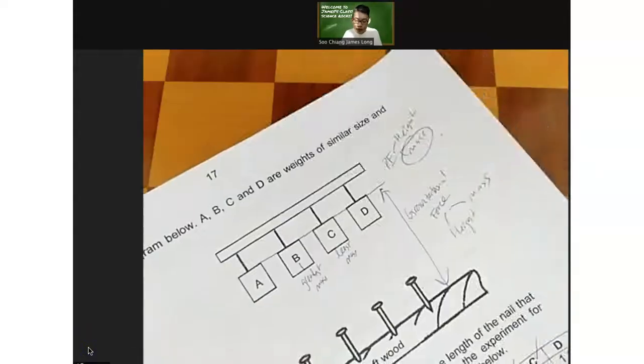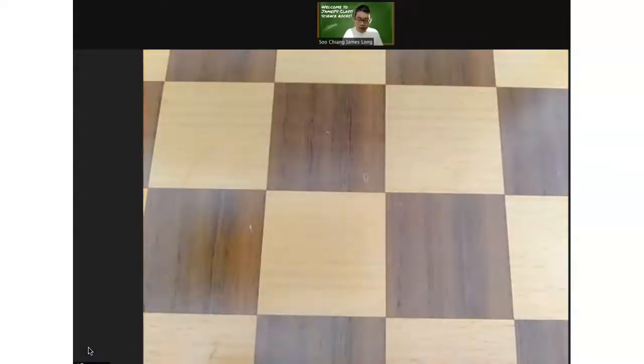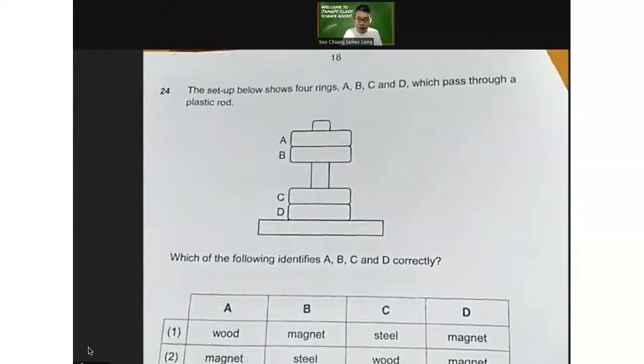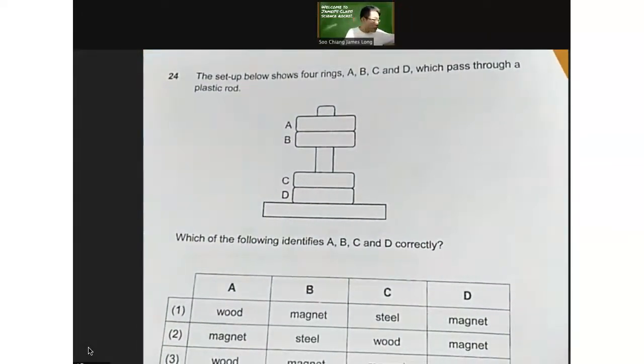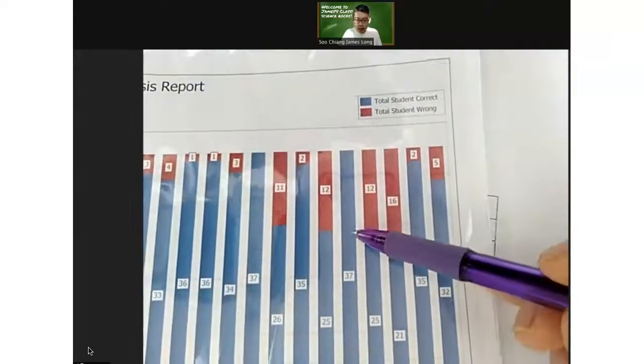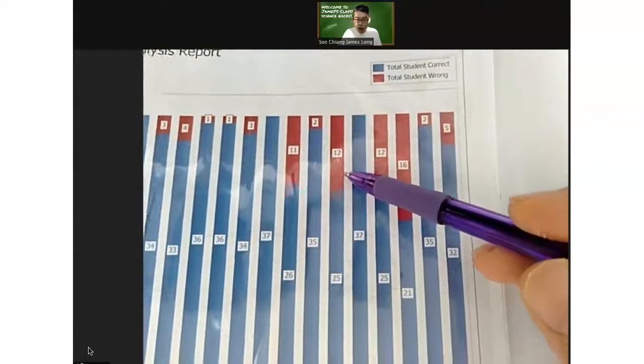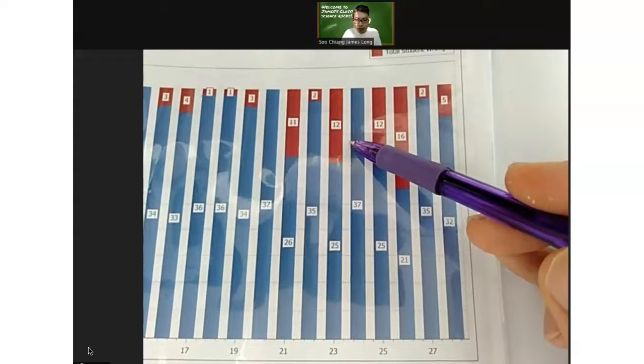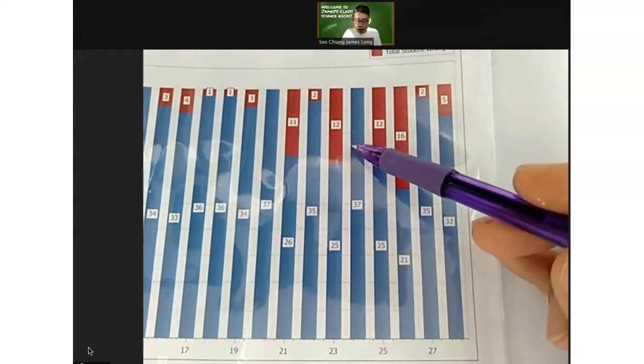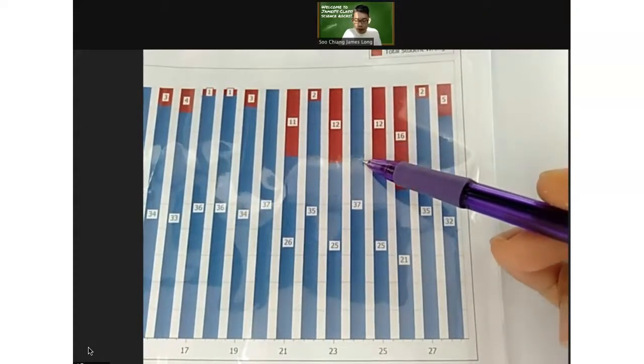Now let's go to the next question. This question. Just now the earlier question 23 was not so easy. There were 12 of you who got this question wrong, okay? So I hope you can back up. The next one, all of you got it correct. Let's see if you can get it all correct again.